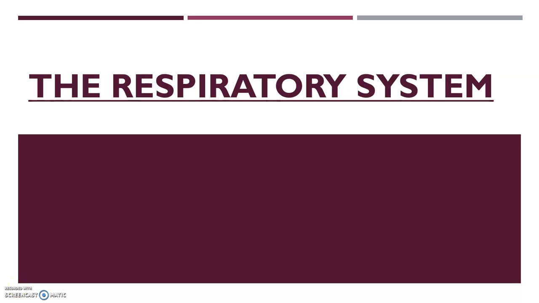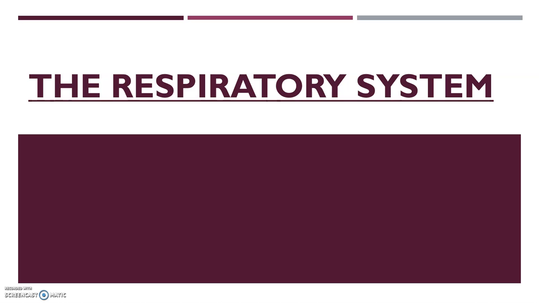Hello, today we're going to be talking about the respiratory system. The respiratory system is a pretty amazing system that allows us to take in oxygen and then exchange it for CO2, or carbon dioxide, to every cell of the body. We need that oxygen to help fuel cell respiration, and if you remember, that process occurs in the mitochondria.